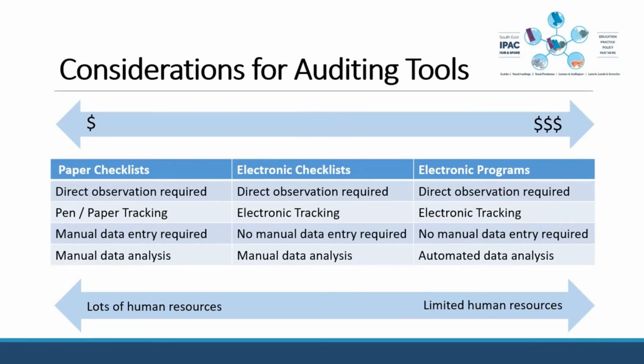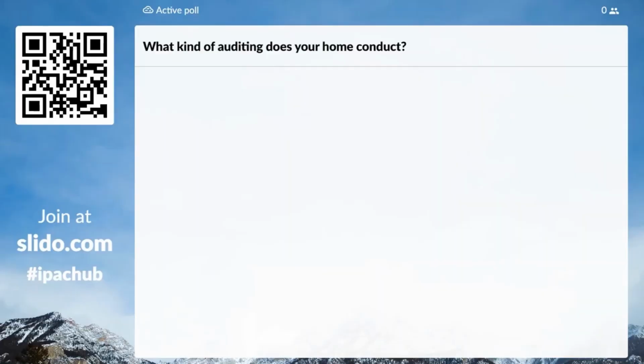So that's just an overview of things that you have to consider before you choose which auditing tool you might use. So let's proceed to a Slido question to kind of get an idea of what auditing is in place in the people participating in this call. So our question to you is, what kind of auditing does your home conduct? So if you can take a minute to enter your answer into Slido, that would be great.